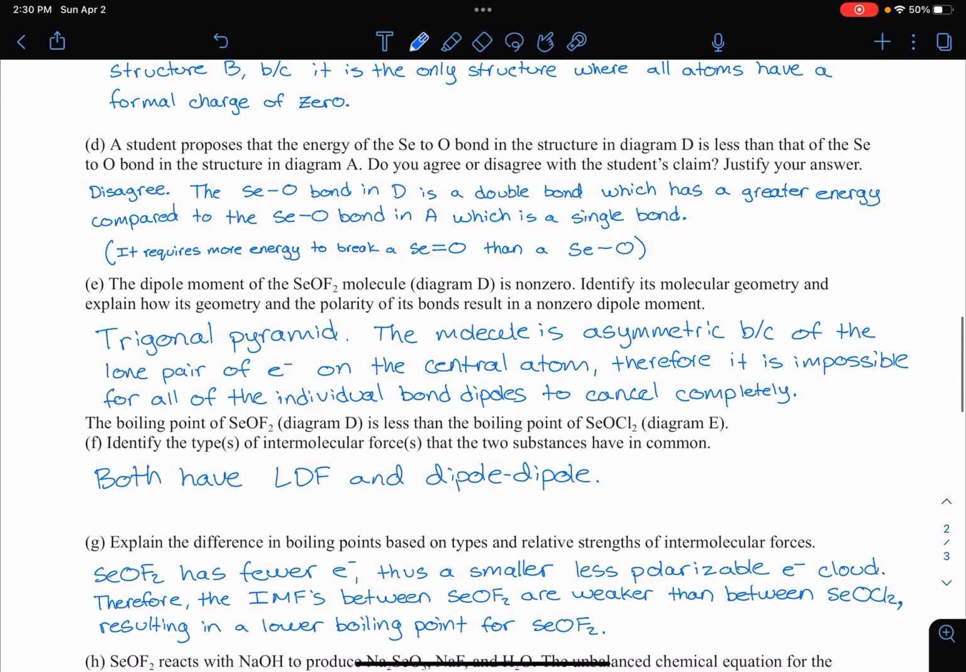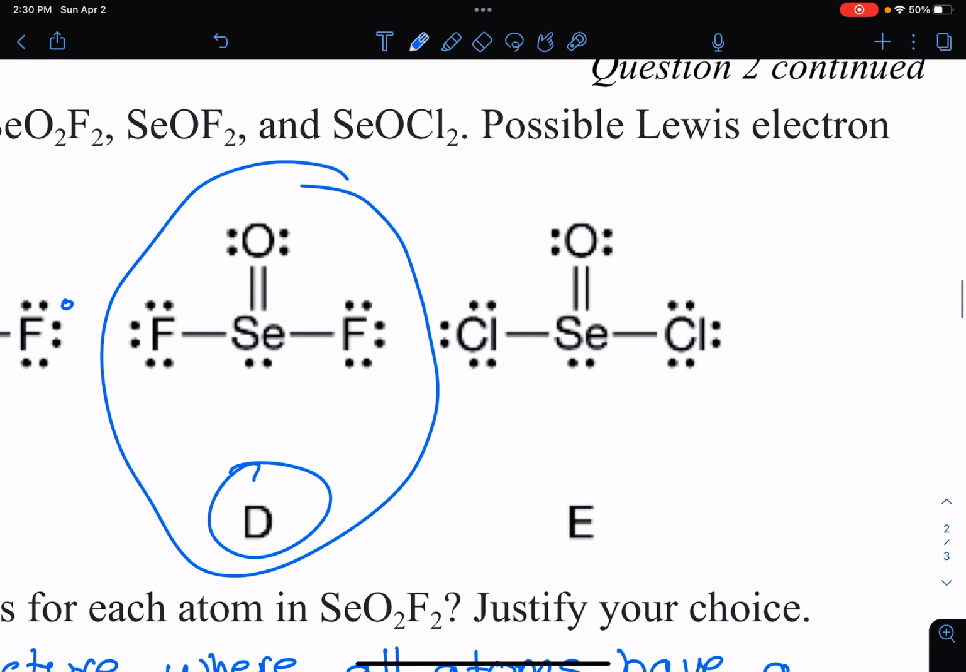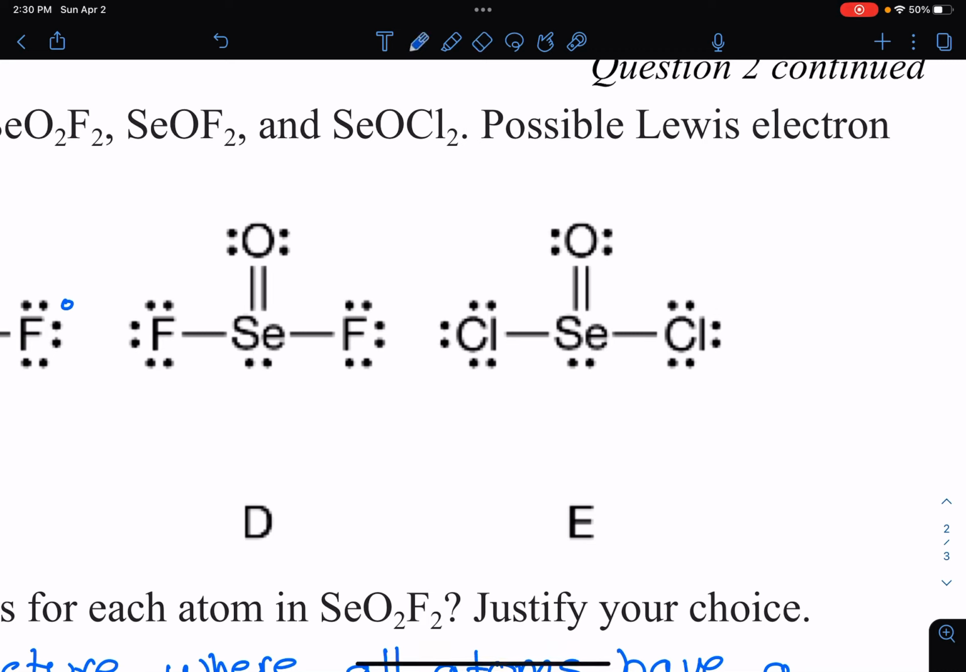Part F. The boiling point of SeOF2 is less than the boiling point of SeOCl2. So we're going to look at diagrams D and E. Identify the types of intermolecular forces that the 2 substances have in common. If you look at both of these structures, you can see that they both are asymmetric, therefore they're both polar. They both experience dipole-dipole interactions and London dispersion forces.